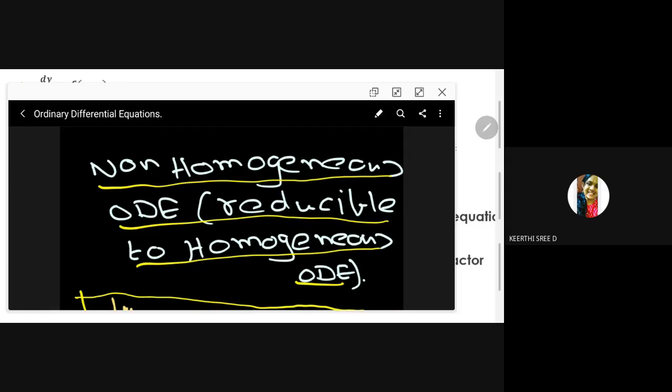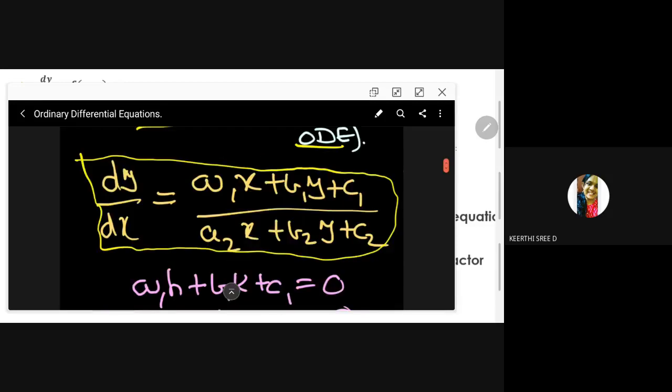See what happened. We started our journey with the separable equation. Then we looked at the homogeneous equation, which is not a separable one, and we tried to reduce that into a separable equation. We succeeded, and now we are coming to something not homogeneous. Can we convert it to homogeneous? If we are able to, then you can further reduce that into a separable equation. Non-homogeneous means something like this: a1x plus b1y plus c1 by a2x plus b2y plus c2.